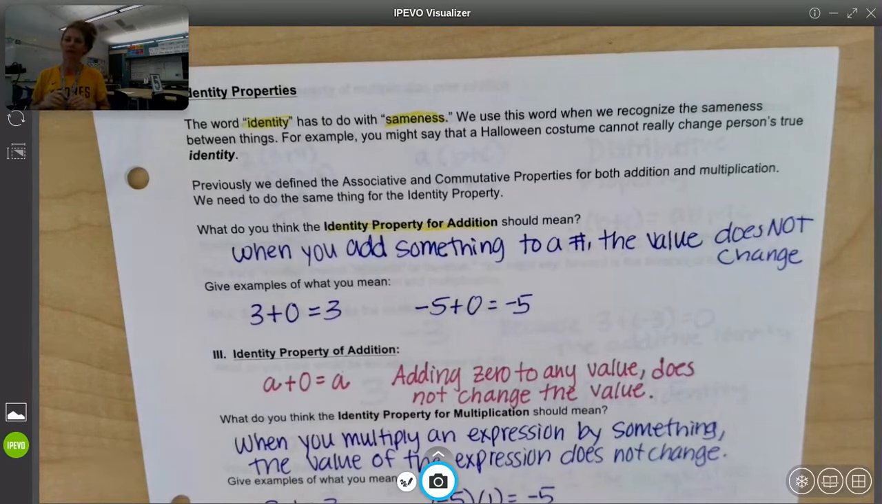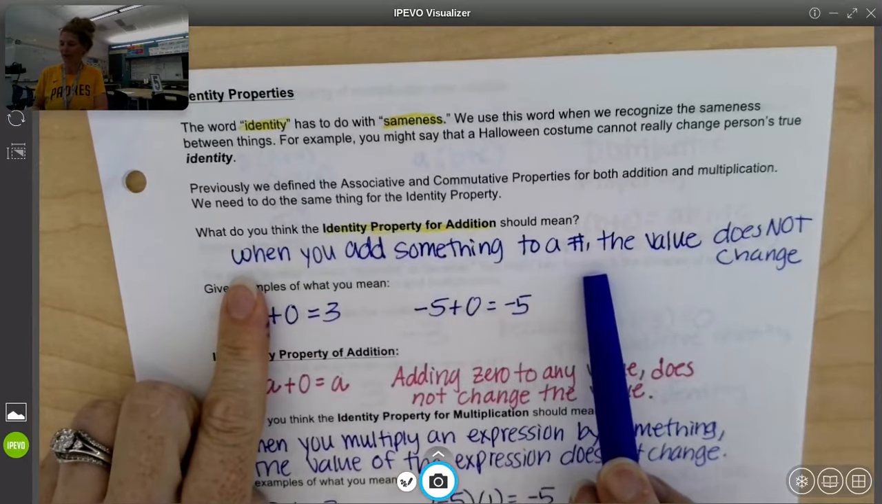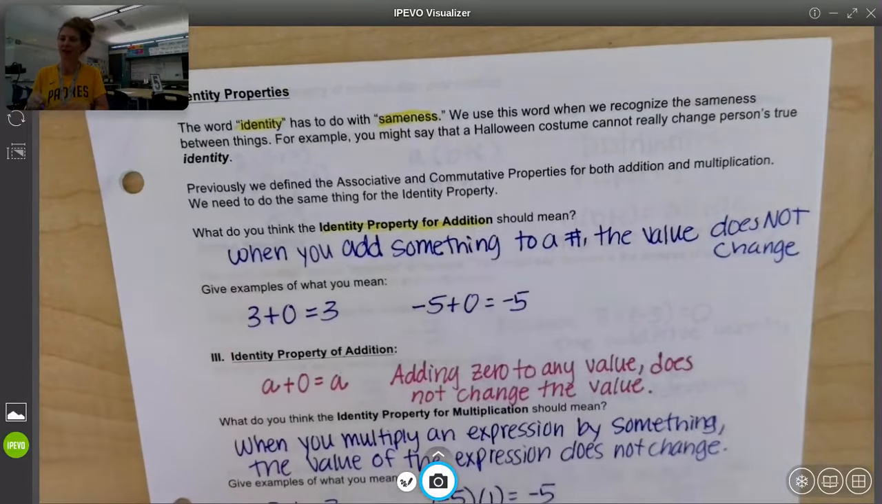Previously, we defined the associative and commutative properties for both addition and multiplication, and we needed the same thing with the identity property. So when you have the identity property, when you add something to a number, the value does not change. So identity property for addition, you're going to add to our number, but that number is not going to change. Is there a number you can think of that we add to any number and the number is not going to change? That's right, 0, 0 the hero.